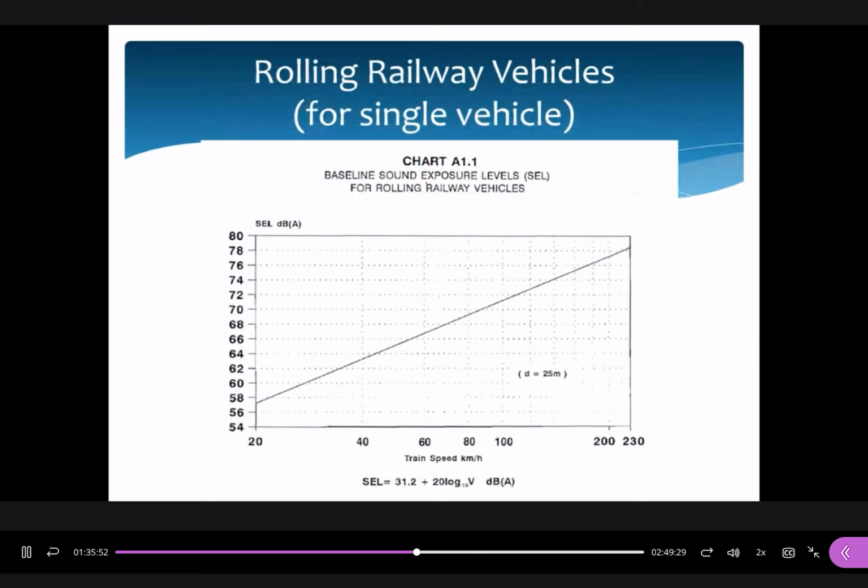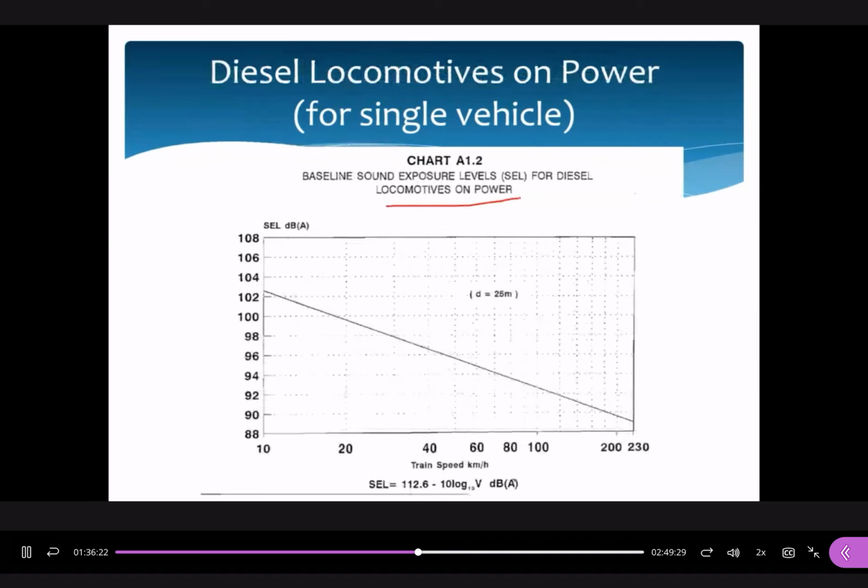When you refer to this one, this is chart A1.1. This is for rolling railway vehicles. At that time, we still make use of two types of vehicles. The first one is driven by electricity. If it is driven by electricity, the major noise source is from rolling noise, and we call this the rolling railway vehicles. And the other one is the locomotive type. Locomotive type is driven by diesel power. Okay, we have two types.